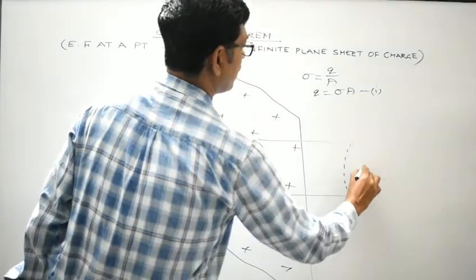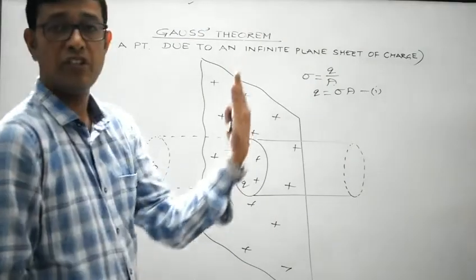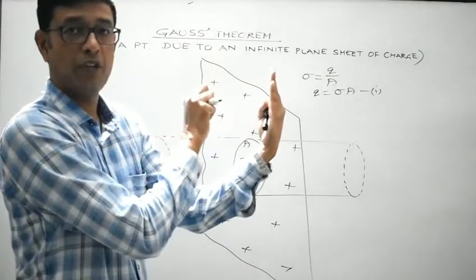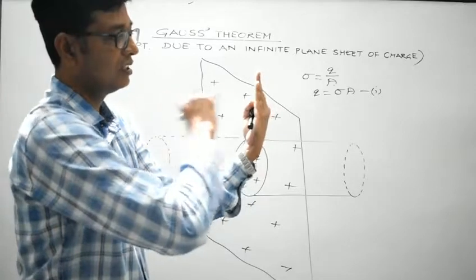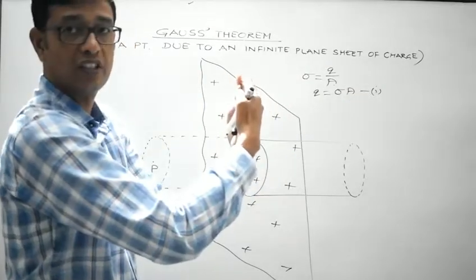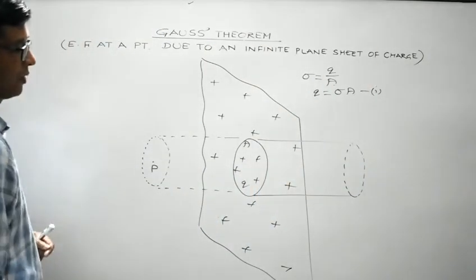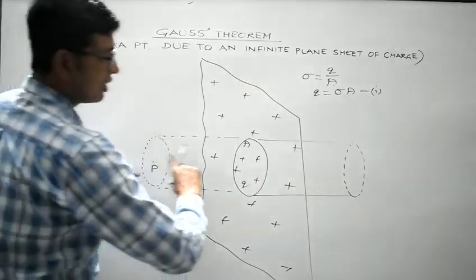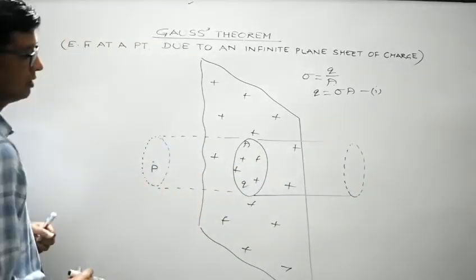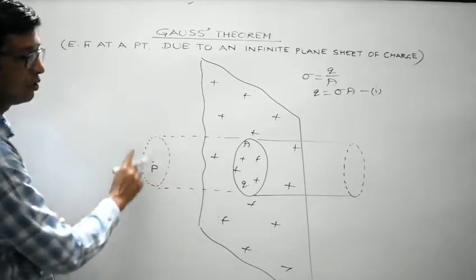This is a cylindrical Gaussian surface. This is a sheet, this is a plane sheet, this is observation point P. So we are considering a cylindrical Gaussian surface, half portion lying on this side and half portion of the Gaussian cylindrical surface lying on the other side, right? This is the area. So we are considering a cylindrical Gaussian surface in such a manner that point P lies on its circular cross section.